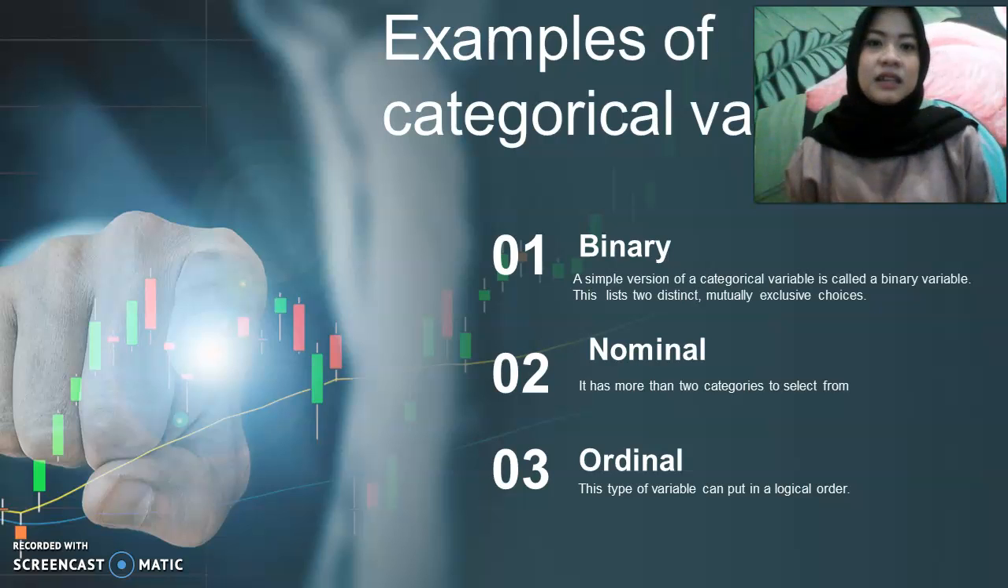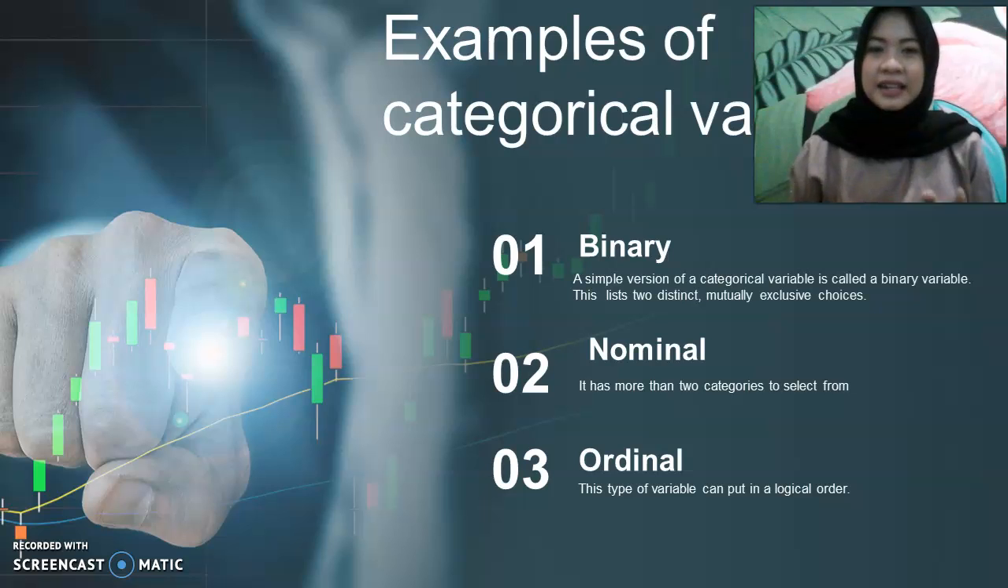The second example of categorical variable is nominal variable. This variable has more than two categories to select from. This is also called groups with no rank or order between them, for example colors, brands, and also place names. And the last is ordinal variable. This is groups that are ranked in specific orders, for example, finishing place in a race. This type of variable can be put in a logical order.